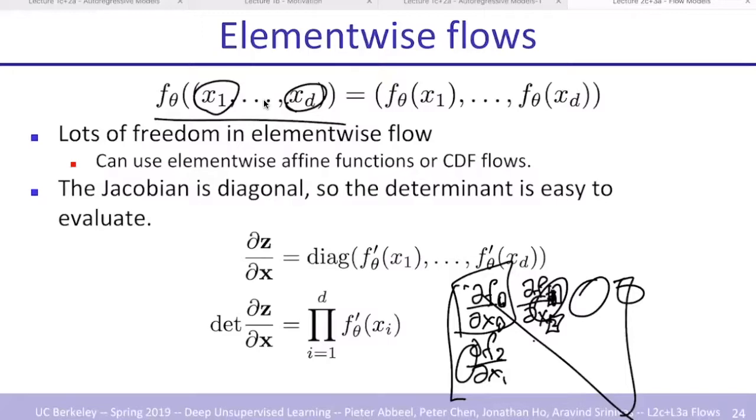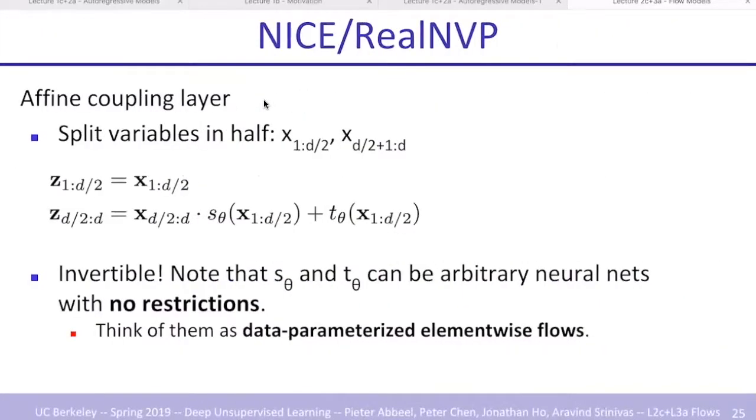Okay. Let's go to the interesting one. This is really cool. Again, let's start fresh. What we want is something that has an easy-to-compute determinant of the Jacobian and is invertible. So this is another approach to do it.